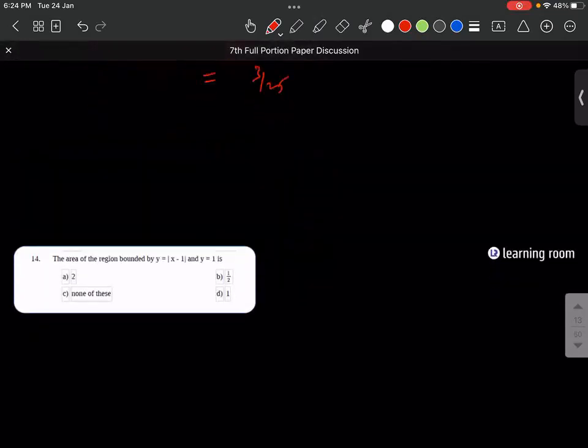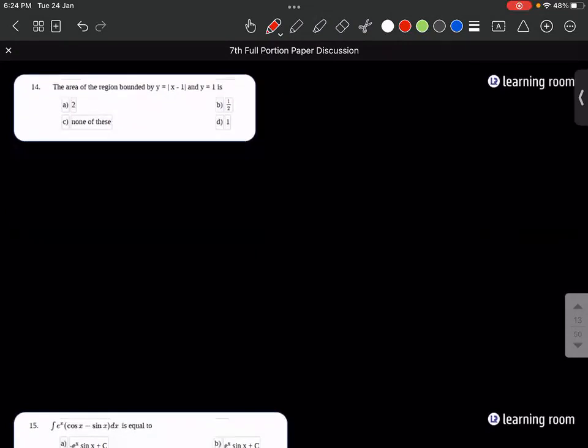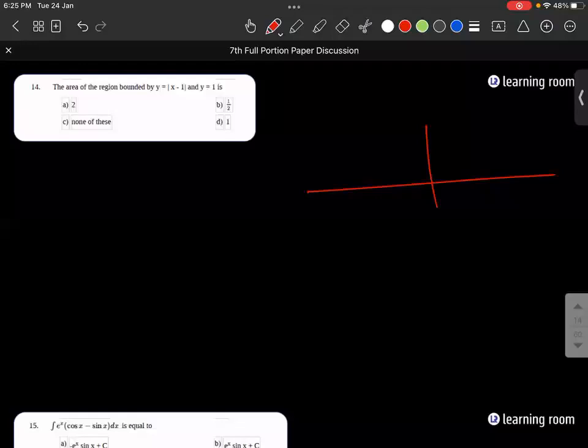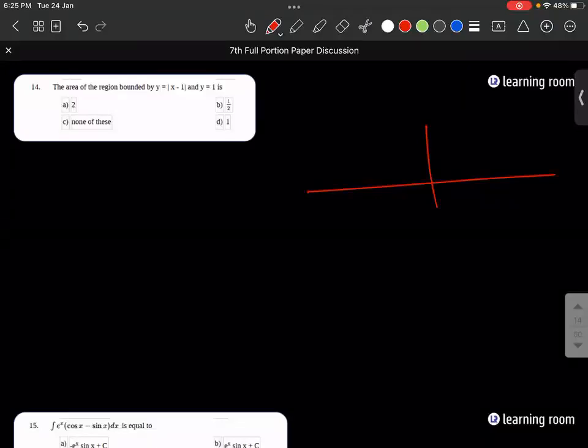So the area of the region bounded by mod of y is equal to mod of x minus 1 and y is equal to 1. So how to solve this? X minus 1 will be shifting to the right. So mod of x minus 1 will be something like this. So what will this point be when you put x is equal to 0? Y will be 1.